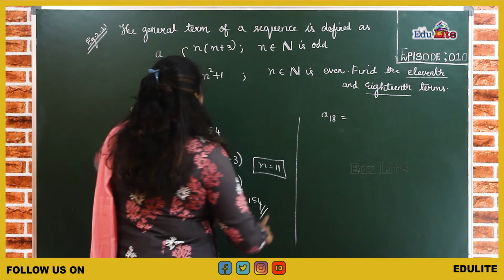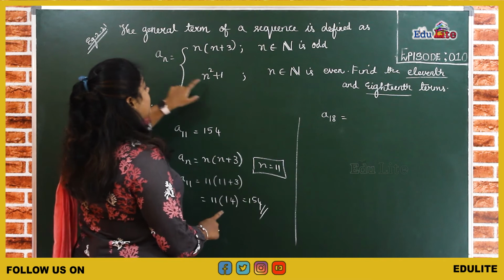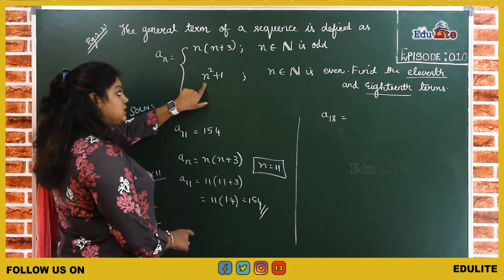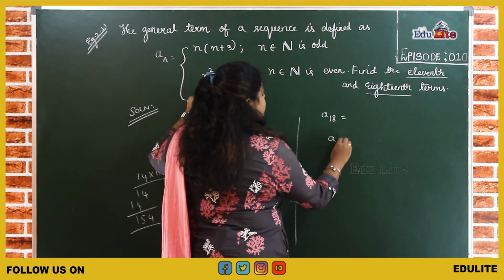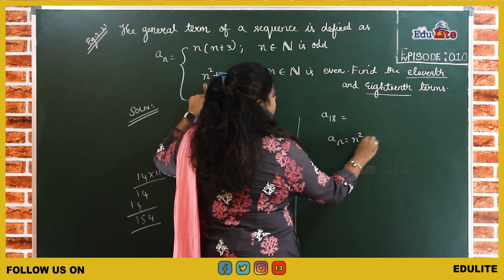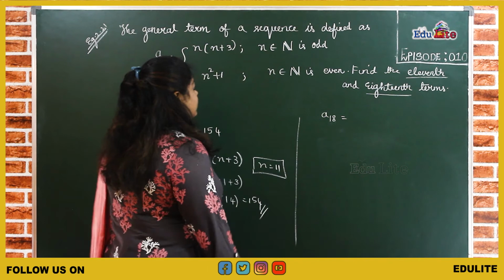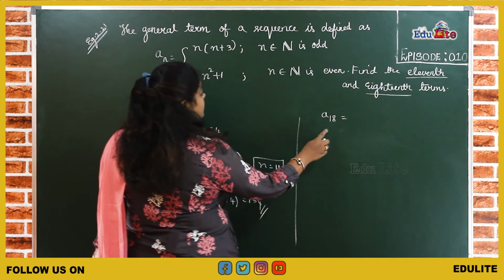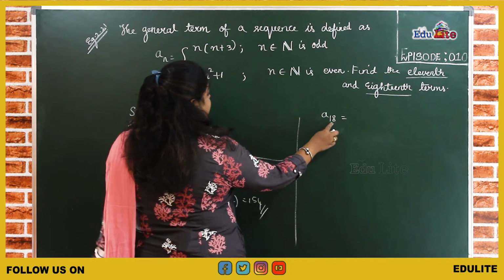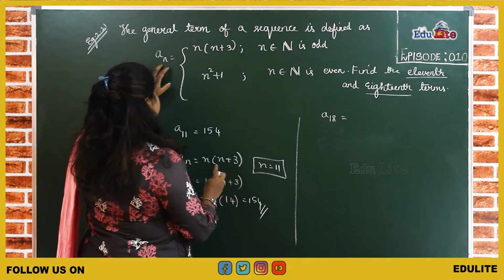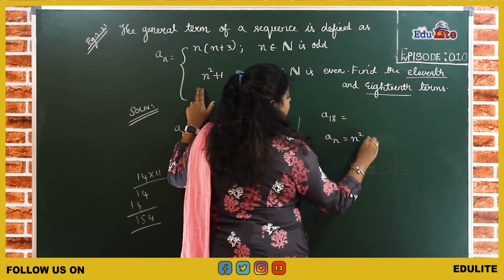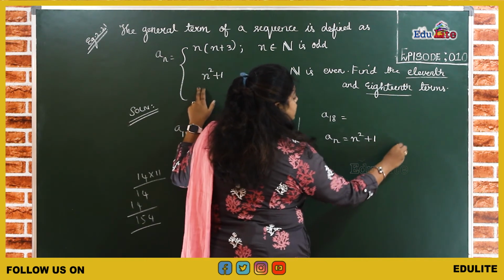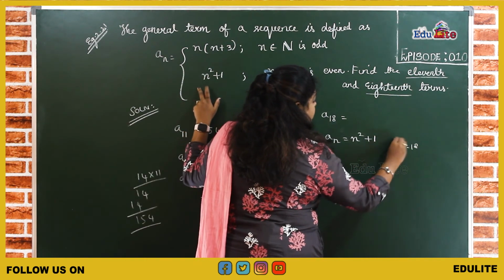If n is an even number, we have to use the an value as an is equal to n square plus 1. Let us take it so, because n is an even number. Now we have to find the 18th term. N value is 18, which is an even number. Therefore, we should use an is equal to n square plus 1, and n value is given as 18.